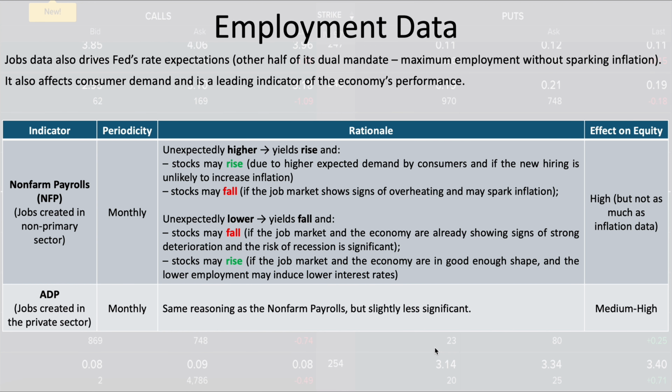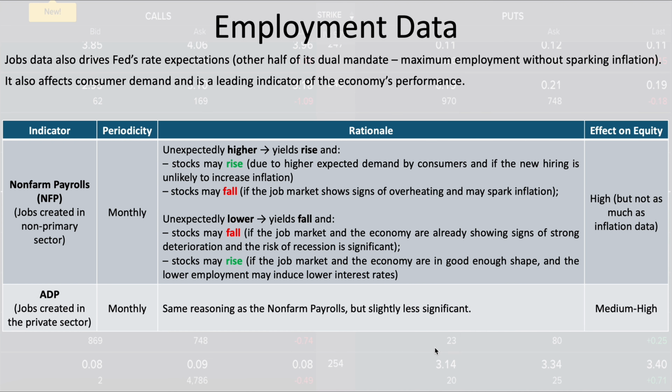The next one, which is also very important, is the employment data. And why is that? Because as you can see, the Fed has a dual mandate. One half of the mandate is keeping inflation below but close to 2%, and the other half of its mandate is to secure maximum employment without sparking inflation. Now, maximum employment does not mean that all the people or the entire labor force is employed.